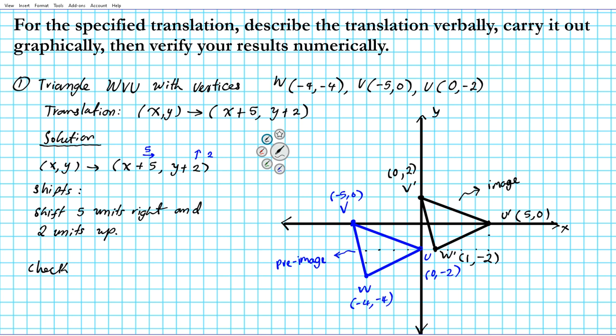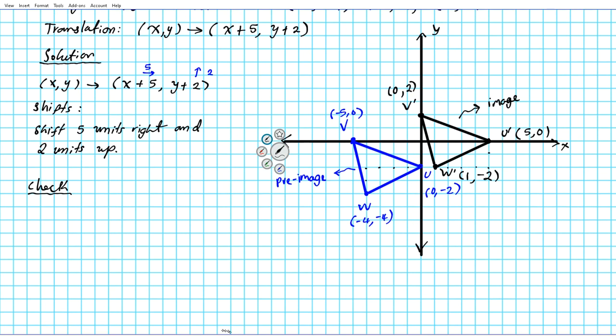We're going to use arithmetic to check for the accuracy of our solution, okay? So we're going to create a table of values. Let's see what we have. We're going to populate the first column with our original points that were given to us. Point W is -4, -4. Point V is -5, 0. All right, and then point U is 0, -2.